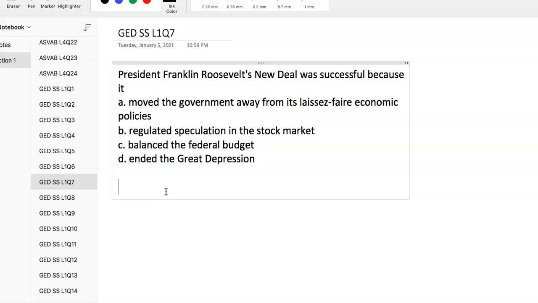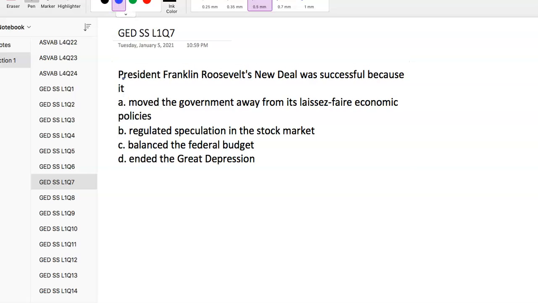Regulated speculation in the stock market. So if you just think this out, Franklin Roosevelt's New Deal, even if you've never heard of it before, it's telling you that it was successful. Did it regulate speculation in the stock market? Did it balance the federal budget? Did it end the Great Depression? So let's go through this. The actual answer is choice A.